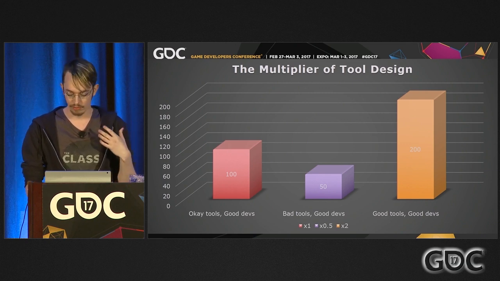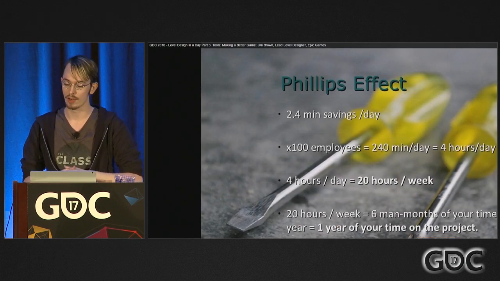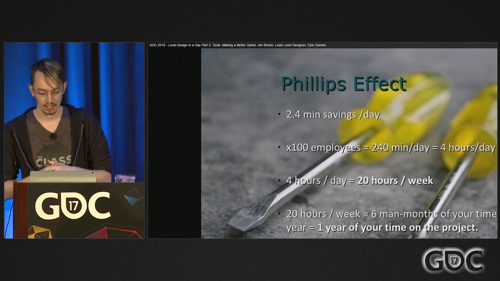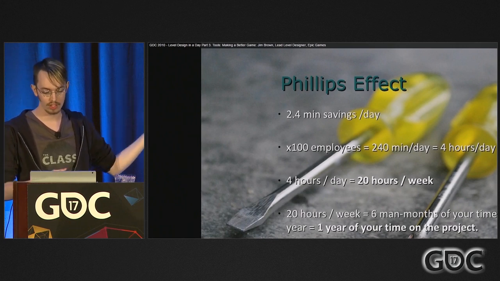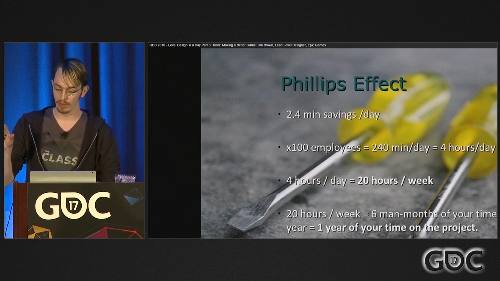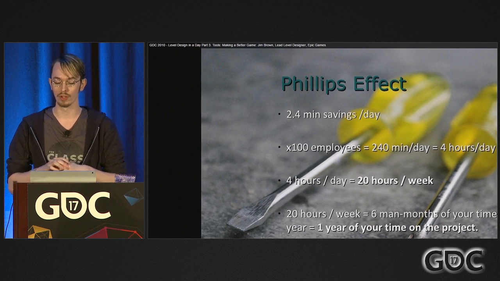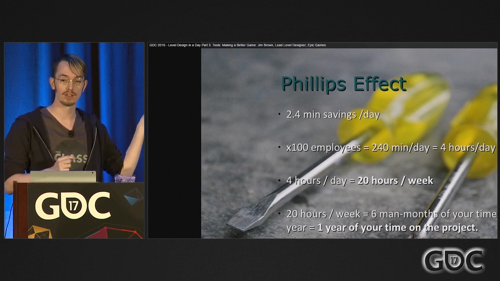And this is not some kind of new idea, of course. For example, in 2010, Jim Brown, a designer at Epic Games, gave an example of what happens when you improve tools even a little bit. So in this case, 2.4 minutes a day times 100 employees, 4 hours a day, 20 hours a week, becomes 1 year of your time on a project. So fixing small things is a big deal. So producers, this is something important to look at if your developers are not doing it yet. And level designers, there's your facts to push change.